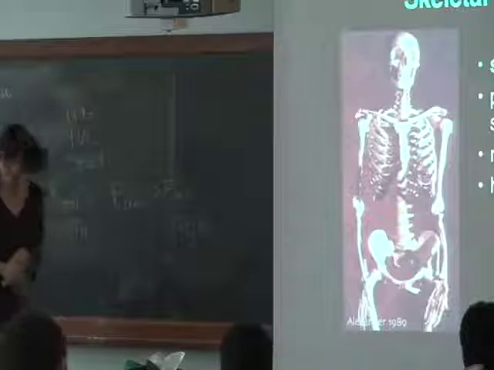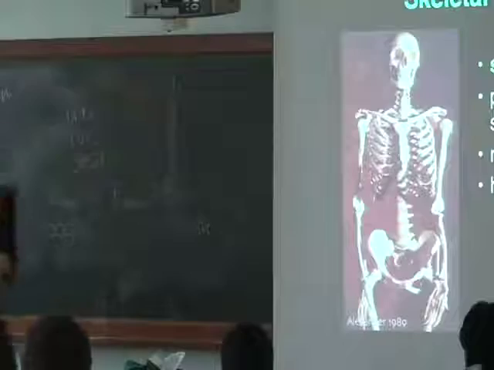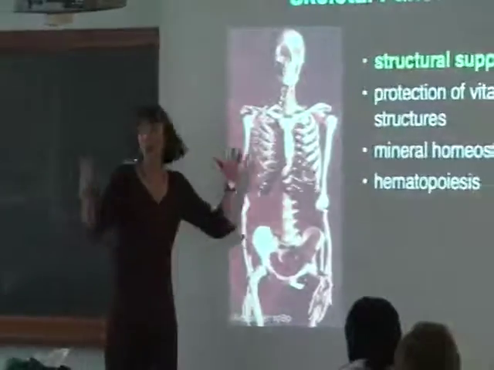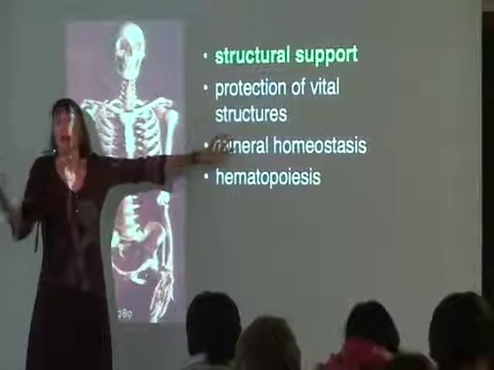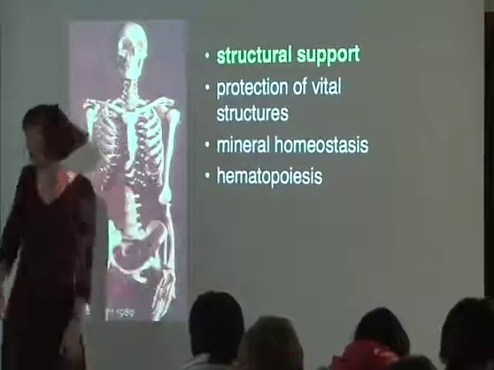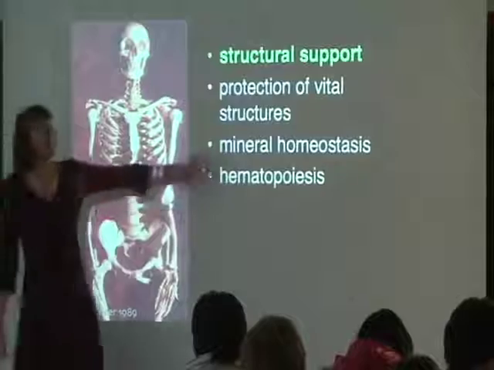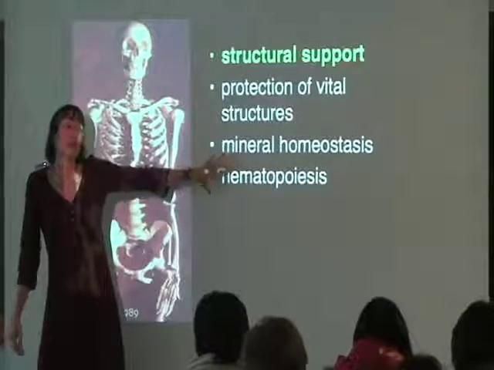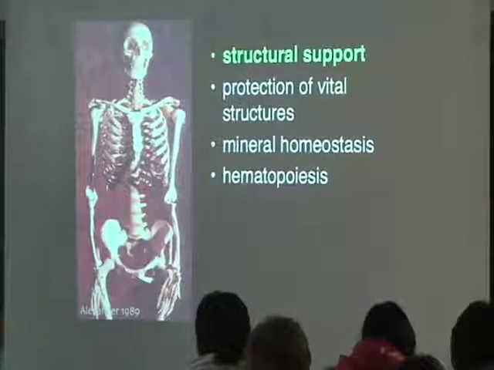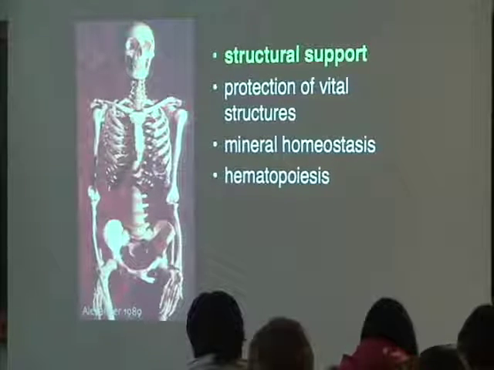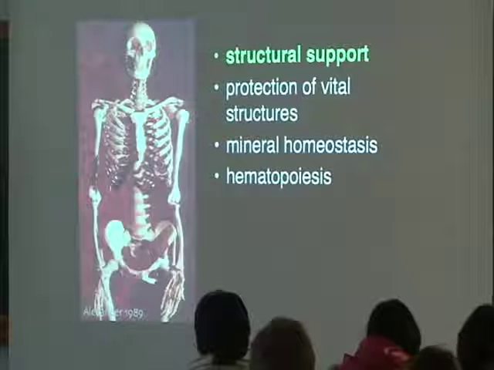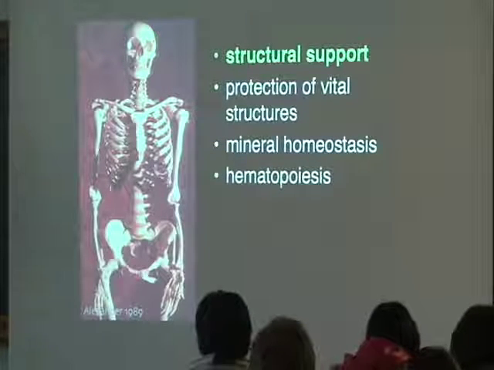So this is the list of generic skeletal functions that I put together. Everybody mentioned structural support and protection of vital structures. This calcium reservoir is what I'm referring to as mineral homeostasis. And then the making of red blood cells is really a critical function of the skeleton. I should add that besides calcium, a lot of other minerals are also stored. All your phosphorus is stored in your skeleton as well. So it's a huge mineral reservoir.